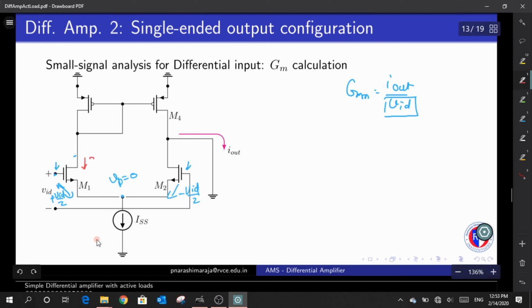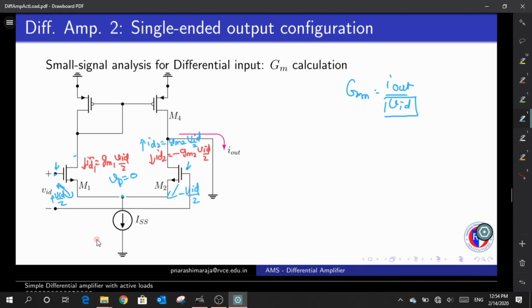It will be equal to small ID1, and that value is GM1 times VID by 2. Now what about the current flowing through M2? I can write the current ID2 equal to minus GM2 VID by 2, or if I flip the current flow, I can just write this as plus GM2 VID by 2. I've just removed the negative sign and flipped it. Is that clear? Yeah.